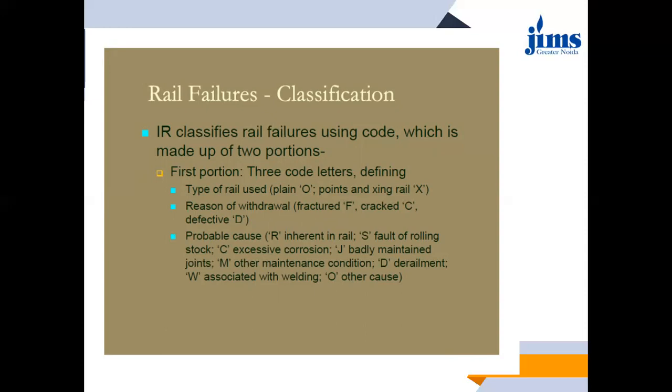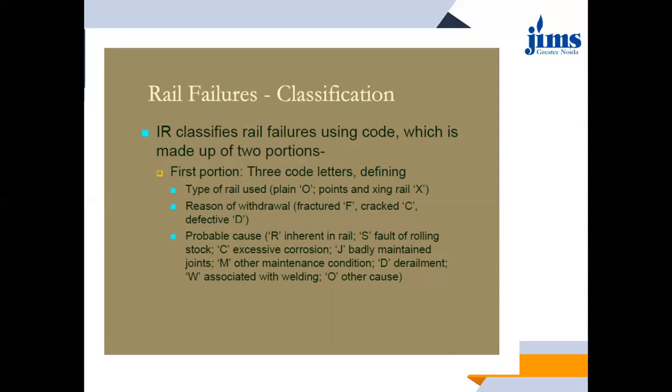Then to show the probable cause, R stands for inherent defects in rail, S stands for faulting of rolling stock, all the defects which we studied in the previous slide. C stands for excessive corrosion, J stands for badly maintained joint, M stands for other maintenance conditions, D stands for derailment, etc. These are the three things which constitute the first portion.